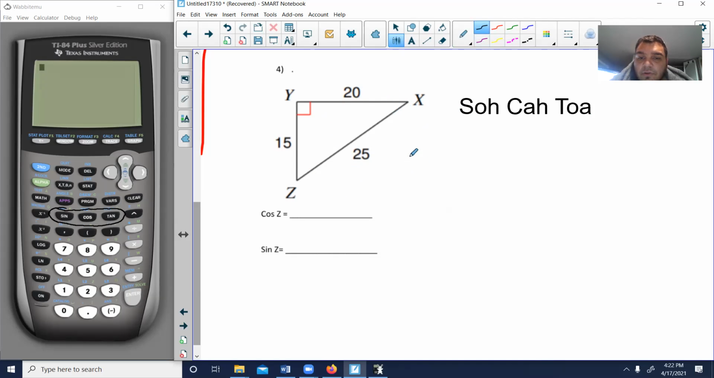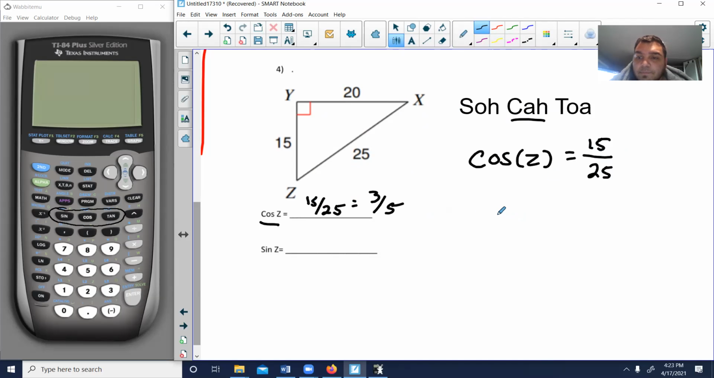3, 2, 1. Okay. If you did cosine C, you should have used CAH. So that means cosine of, in this case, Z, is going to equal the adjacent of Z, which should have been your 15, over your hypotenuse of Z, which is 25. 15 over 25, you could simplify that to 3 over 5.